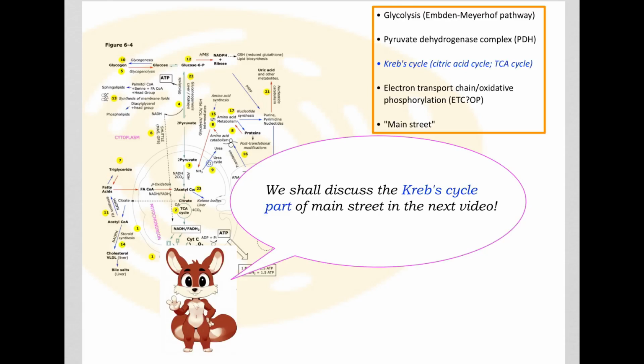So these are some of the more important aspects of the PDH complex. We've already talked about this part of main street. In a future video, we'll talk about the third part, which is the Krebs cycle.